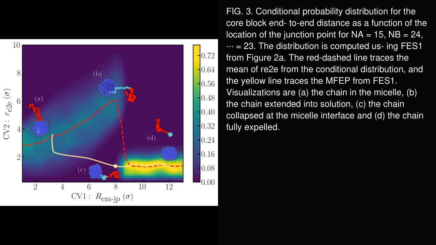Visualizations illustrate four representative states: A, the chain fully inside the micelle; B, the chain extended into the surrounding solution; C, the chain collapsed at the micelle interface forming a globule; and D, the chain fully expelled into solution.